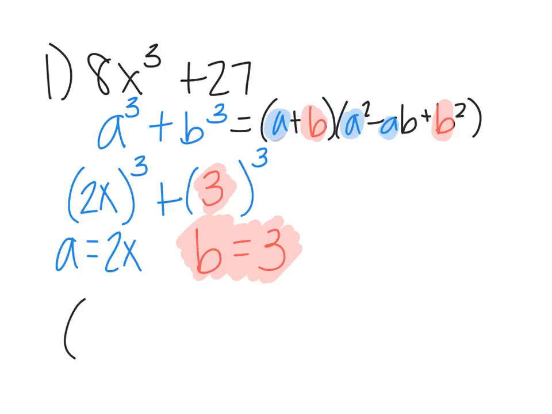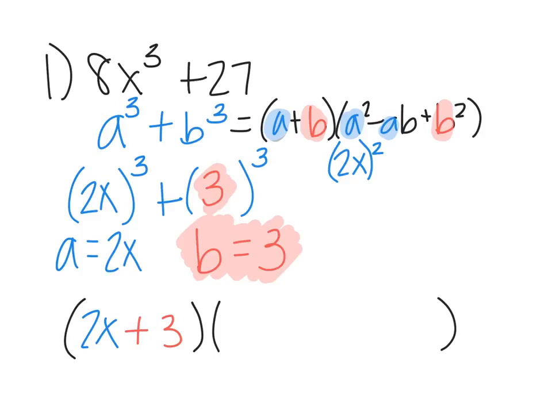So we have a plus b. Well, that's easy enough. That's 2x plus 3. Times, this next part here says a squared, and this is where a lot of people tend to mess up because they just think, oh cool, it's 2x squared and that's it. But I need you to remember it's the whole quantity 2x squared, which is really 4x squared because 2x times 2x is 4x squared.